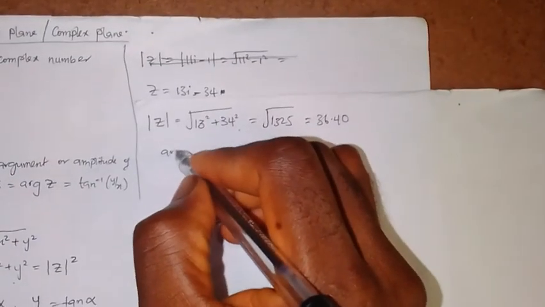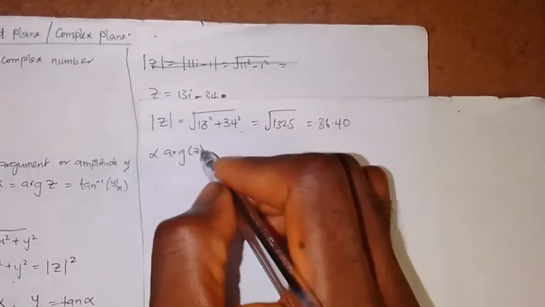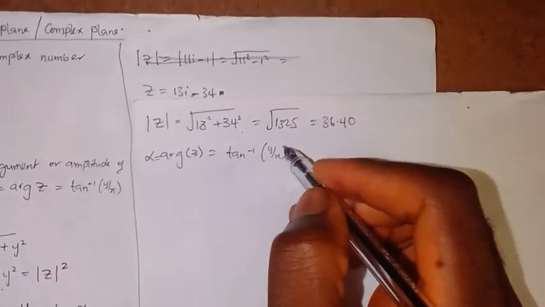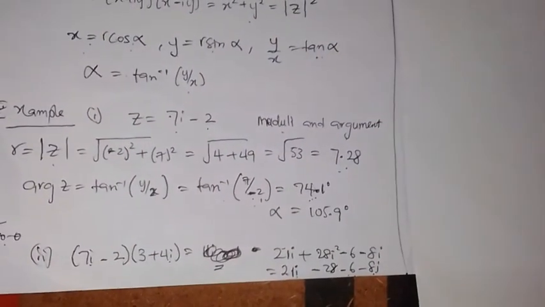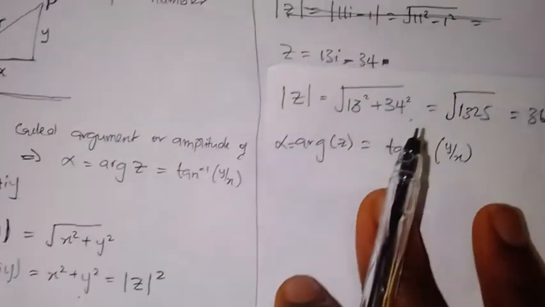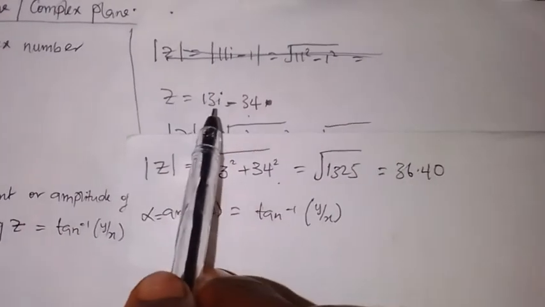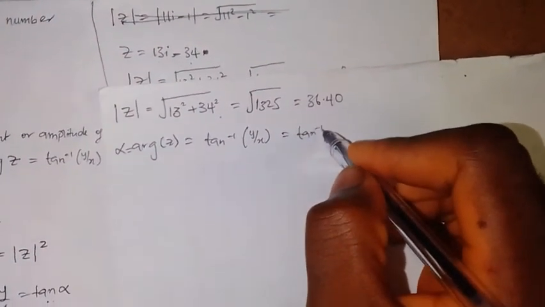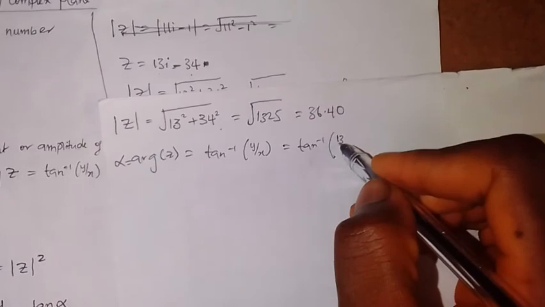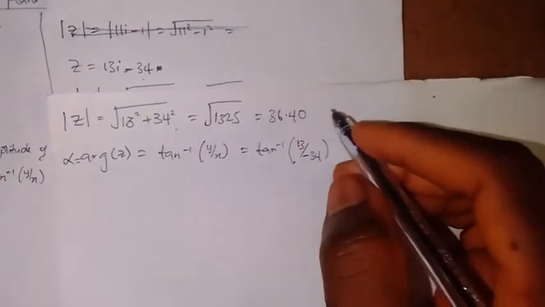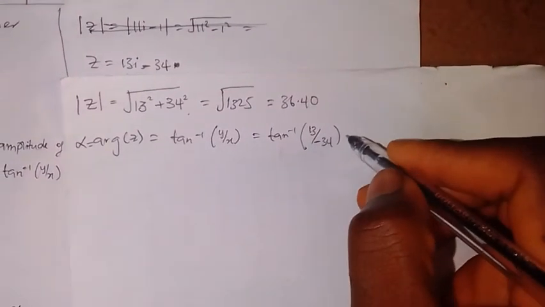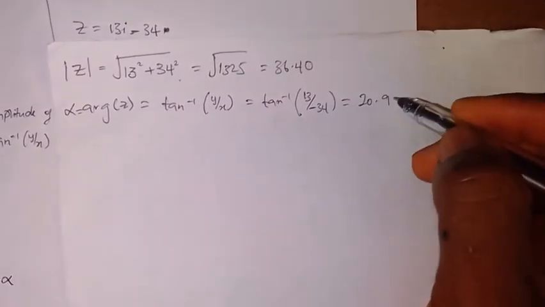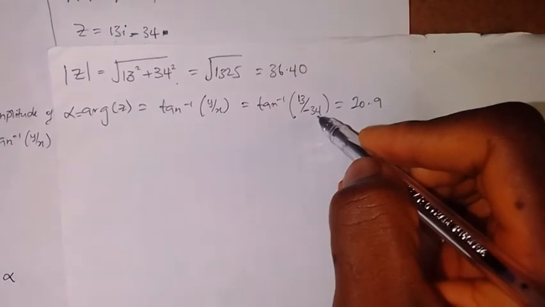Now, how will I get the argument of z? I have arg z, which is simple: my alpha is tan inverse of y over x. Remember, my y in this case is 13, my x is minus 34. So I'm going to have tan inverse of 13 over minus 34. Now, after finding the tan inverse of this, I'll have 20.9. That's the tan inverse of 13 over 34 in its positive state.